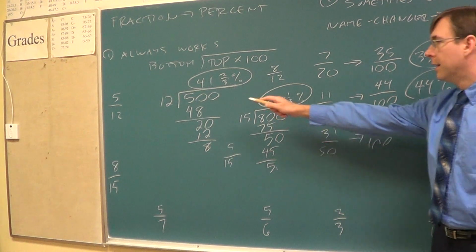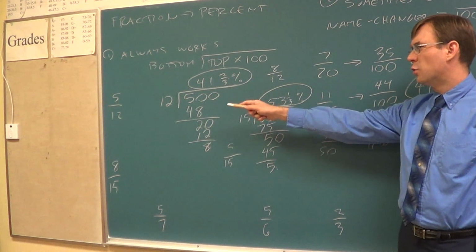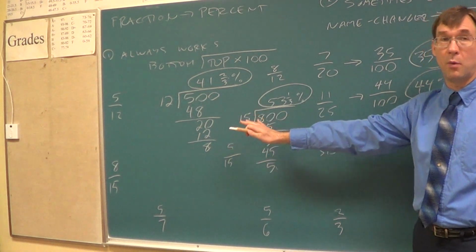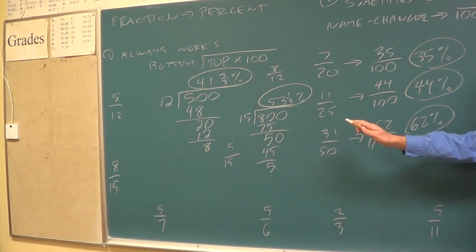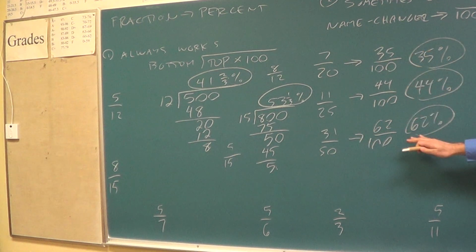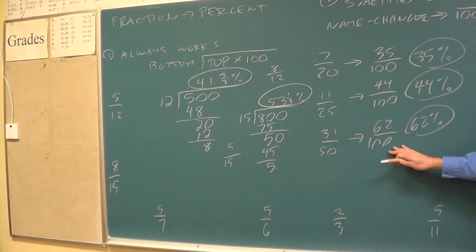Okay. Back to where we started. Can 12 be turned into 100? No. Can 15? No. So that's why we didn't do that over there. You can't turn everything into 100 evenly by multiplying, but sometimes you can, and if you do, that's the quickest thing you can do. Question about that?